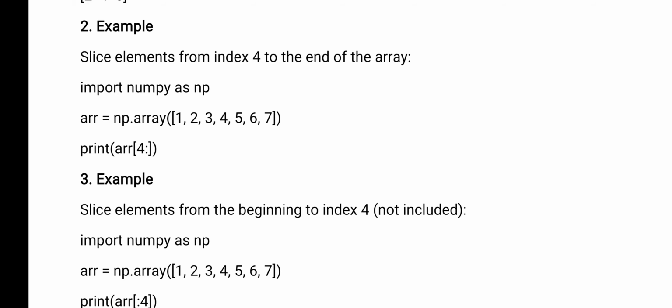If you won't give the end, it will take the length of the array. Fourth element means what actually? Array index starts from 0, no? 0, 1, 2, 3, 4. Fourth element means 5. 5, 6, 7 will be printed on the output screen.